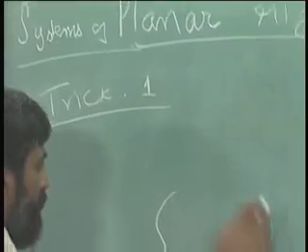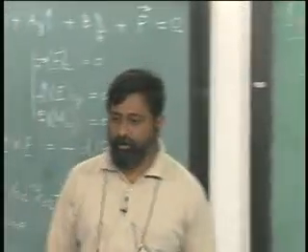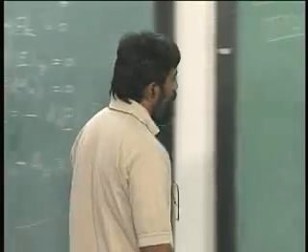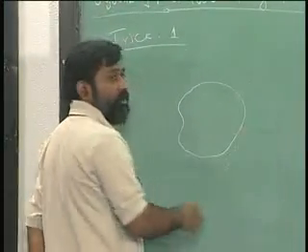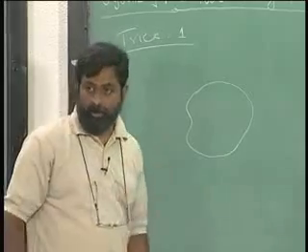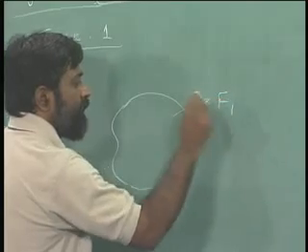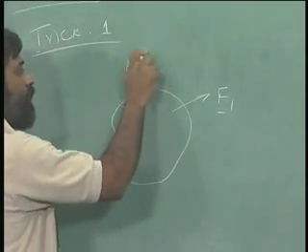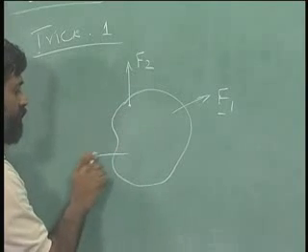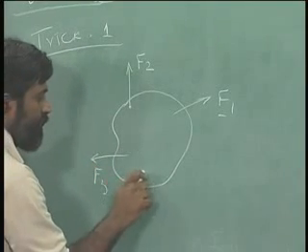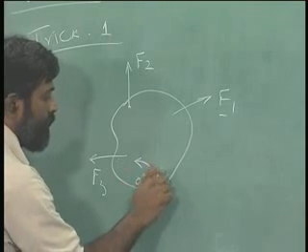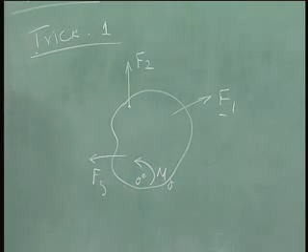Let us say I have a particular rigid body, and I have forces all around and there is a moment. Let me just draw so that it is easy. Let us say this is F1, F2, F3, there is a moment here. I have just drawn some moments that may appear on this. I wish to find out the resultant force and moment.